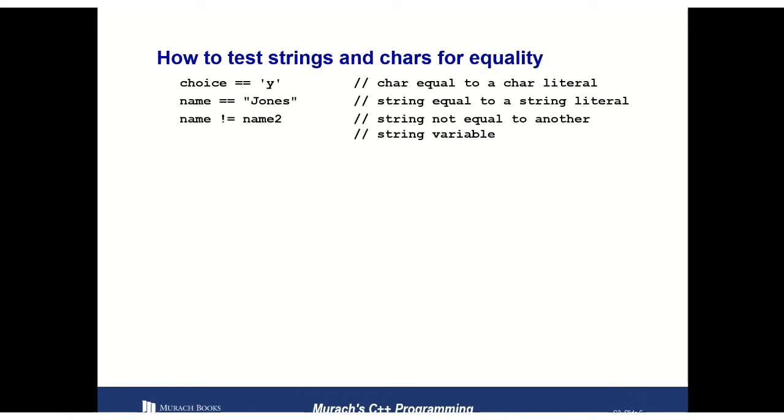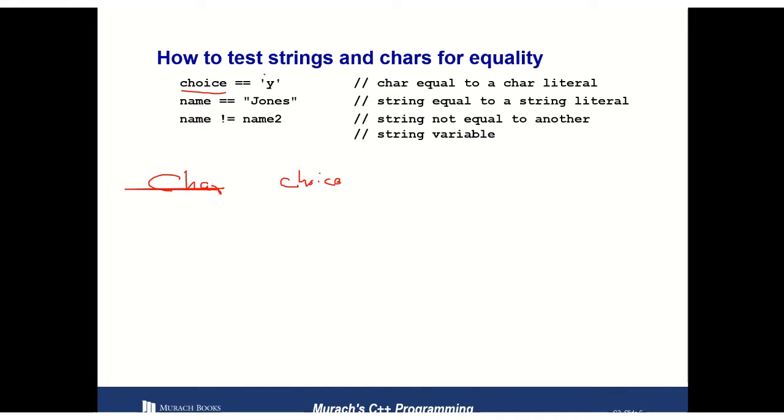Now, how do you test a string or a character for equality? It's simple. You write choice. Choice is an identifier of the type char. So you write choice, which is a character identifier, and you simply put equals equals and then you have 'y'. Note that this y has a single quote. Whenever you use a single quote around a single symbol, a single character, this is called a character.